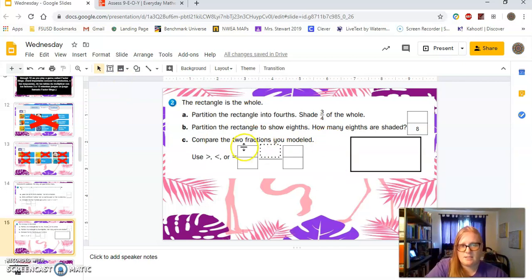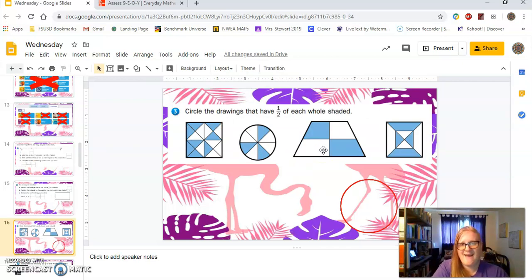All right. Then after you're done with that, partition the rectangle into eighths. So you're going to need 8 pieces total. How many eighths are shaded? And you're going to put it right here. Use greater than, less than, or equal to for these two. After you shade 3/4 and then blank eighths, you're going to tell me if they're either greater than, less than, or equal to here.